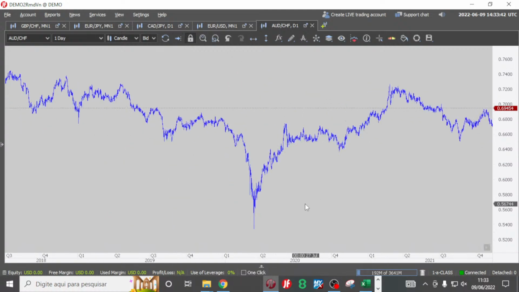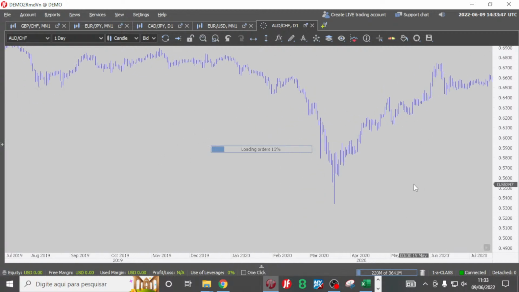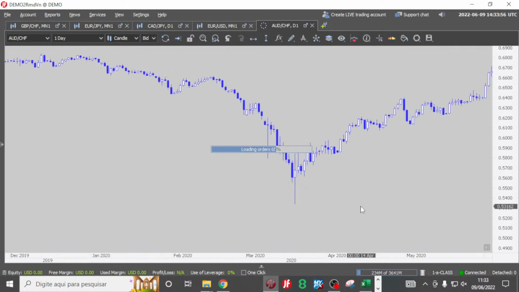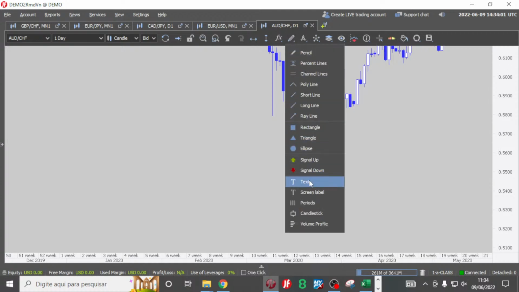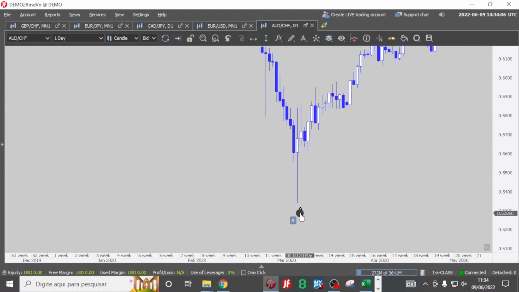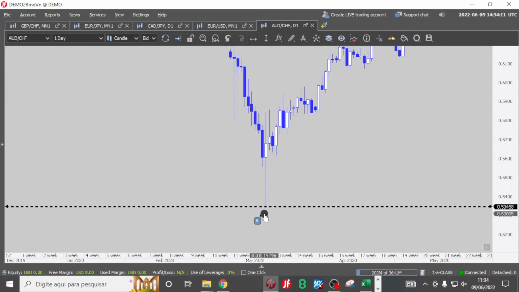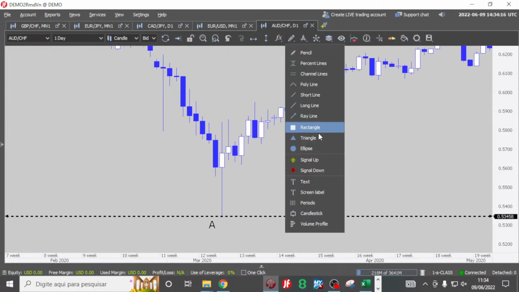Now we are on the AUDCHF daily chart, everybody. And remember, you are going to do the same process on different currency pairs and different time frames. It's all the same. Okay? Now, this is our A down in here. Horizontal line. This is our A. Tell me, everybody, which one is the B?